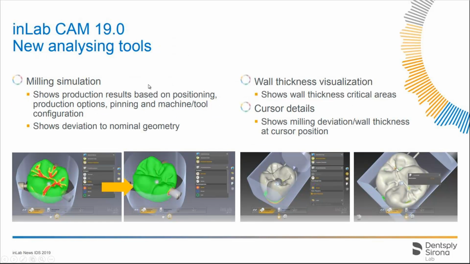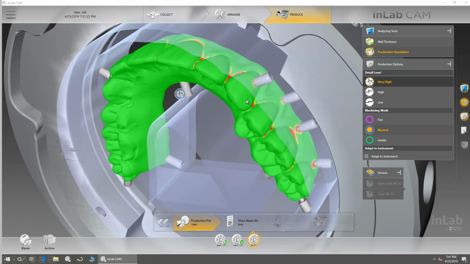We have some new analyzing tools in the CAM software which I really like. One is called Milling Simulation. It shows the production results based on the positioning, production options, and the pinning and machine tool configuration. Also, we have a wall thickness visualization. It shows wall thickness in critical areas. And we have our cursor details where we can see the different thicknesses of our restorations.